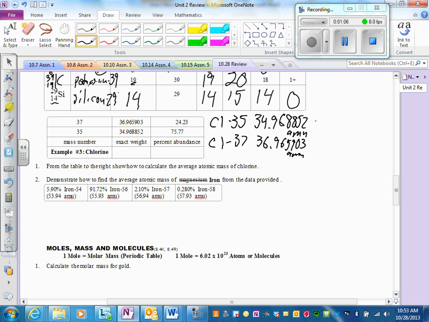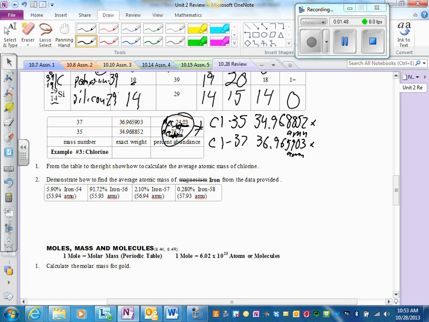And so what we have to do, we can't just add these two together and then divide by 2, because the percentages are not equal to each other. We have way more of chlorine 35 than we have of chlorine 37. So what we have to do is turn these percentages into decimals. The way that you do that is you move the decimal place over 2 spaces, same as dividing it by 100 or multiplying it by 0.01. There are a number of different ways of saying that.